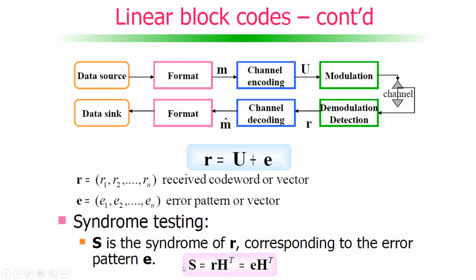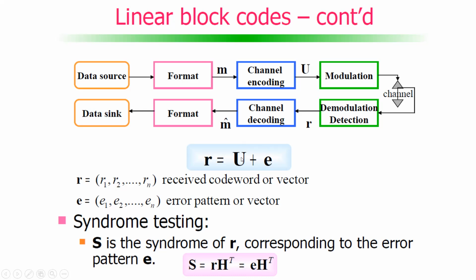So how to calculate this syndrome? The syndrome will be calculated as S equal to R H transpose. R is the received vector, H transpose is the transpose of the parity check matrix. This is basically equal to E H transpose. Why is it equal to E H transpose?